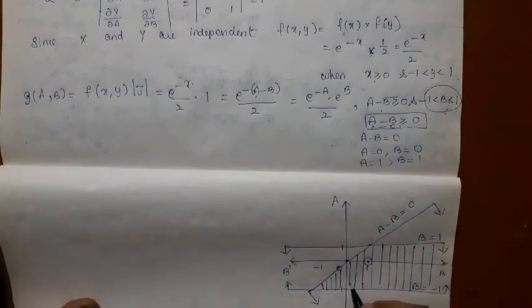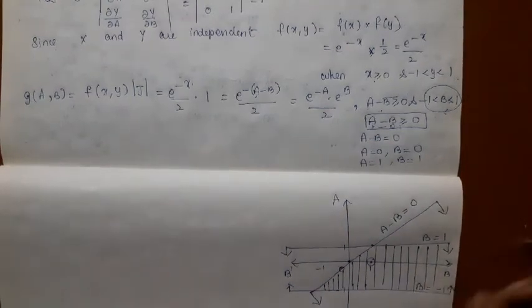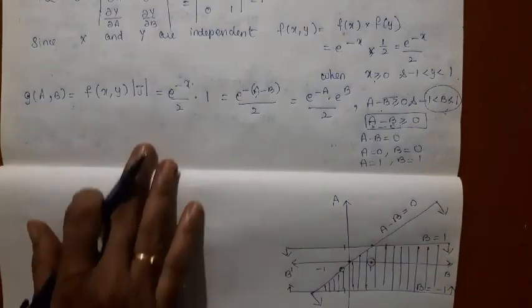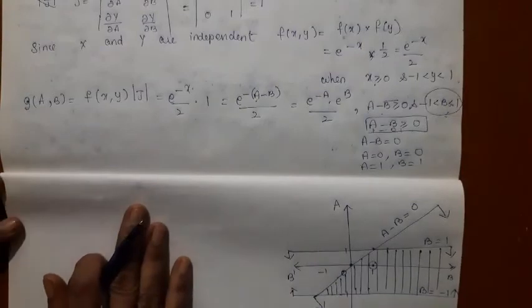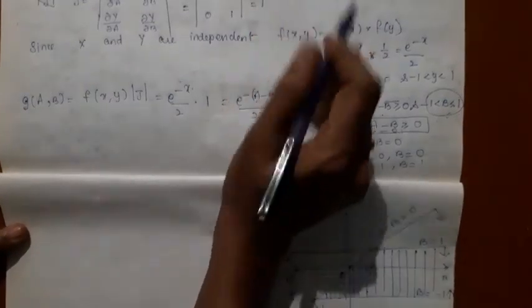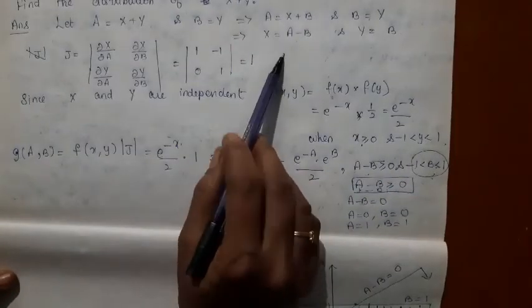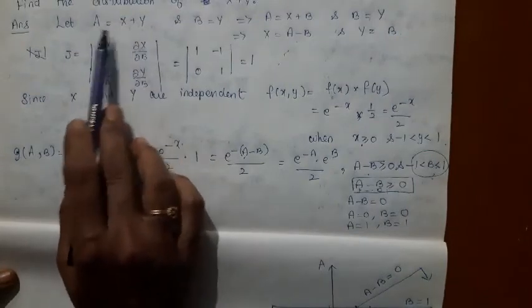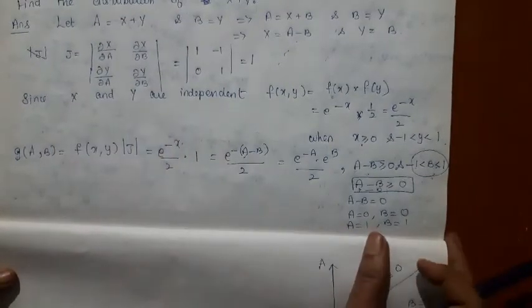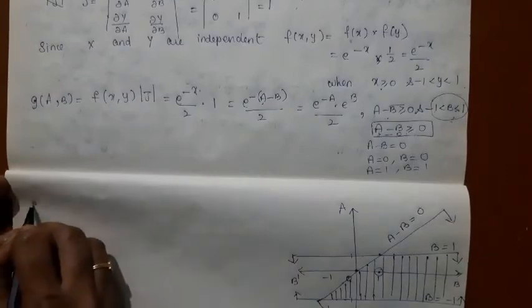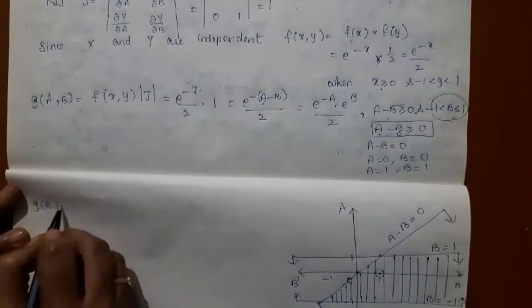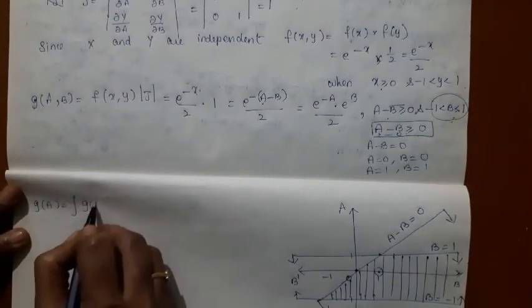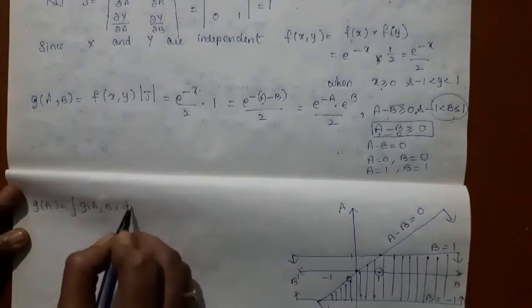Fine. This is my area, below this line and below this line and above this line. So this is your area. Now let us find G of A, because you need the distribution of what? X plus Y. That is, you want the distribution of A, right? Okay. So to find G of A, you should integrate G of A comma B with respect to B.